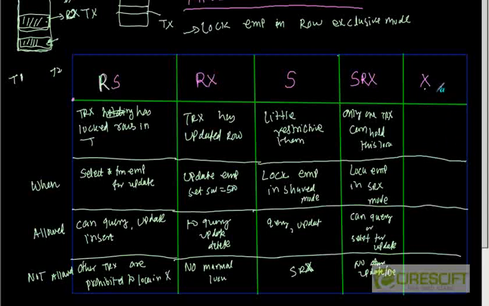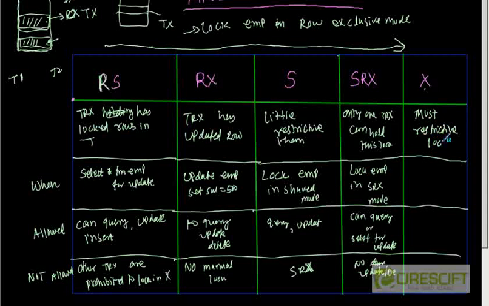The last one is exclusive, and this is the most restrictive. As you go from the least restrictive here towards the right, you are getting more restrictive locks, and this is the most restrictive lock. And how do you lock them? This lock is going to occur whenever you do lock EMP in X mode.